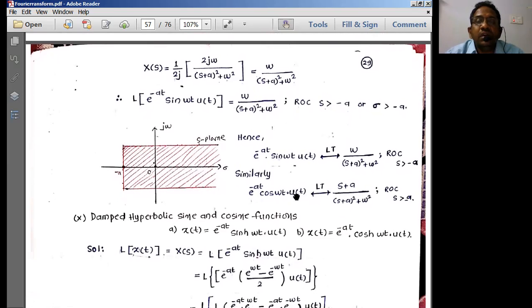Similarly, let us go with the cos function. Because it is e power minus at, what do you have on the denominator? It is s plus a whole square plus omega square, same thing.